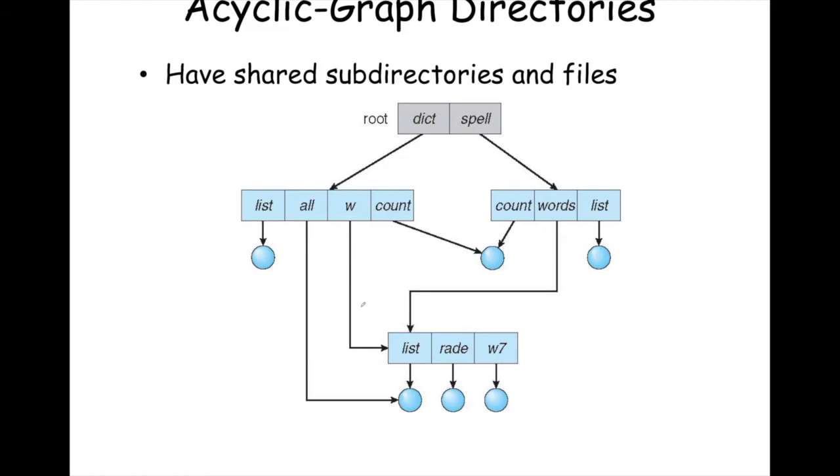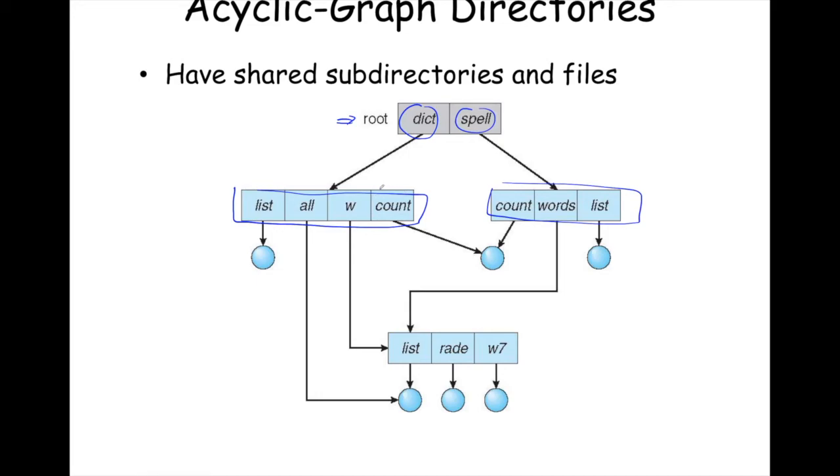Okay, so there's another type of graph you can have for directories. One is called an acyclic graph directory. And this allows you to have shared subdirectories and shared files. And this is a perfect example. So here's my root directory. And inside root directory, I have two subdirectories, dict and spell. Here are the indices for dict, and here's the directory index spell.